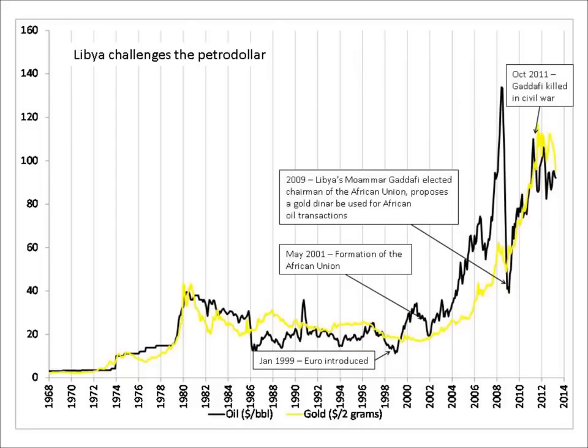Libya, though not a founding member of OPEC, also has challenged the petrodollar. May of 2001 marked the formation of the African Union. The hope was to create a trading bloc similar to the European Union. In 2009, Libya's Muammar Gaddafi was elected chairman of the African Union, and he immediately proposed that the African Union create a gold dinar to be used in trade.